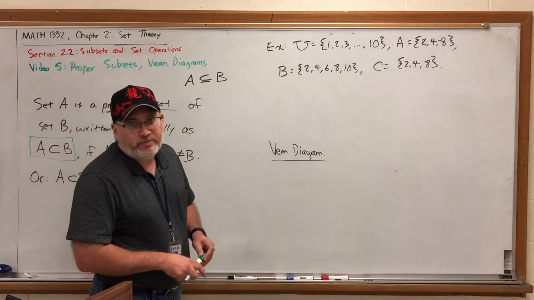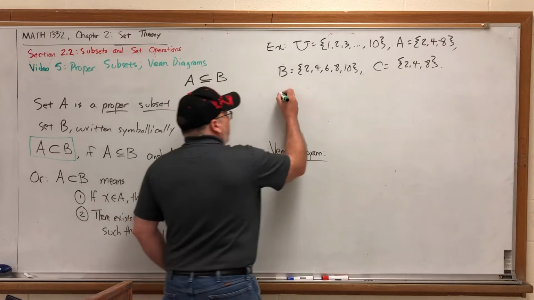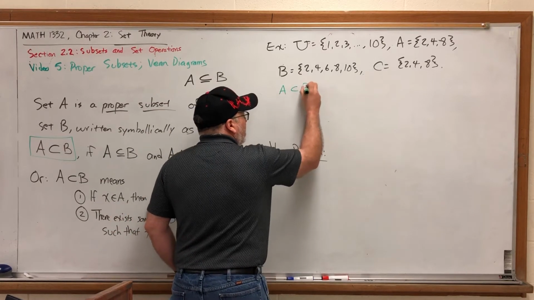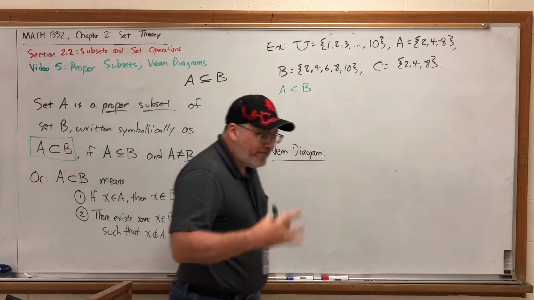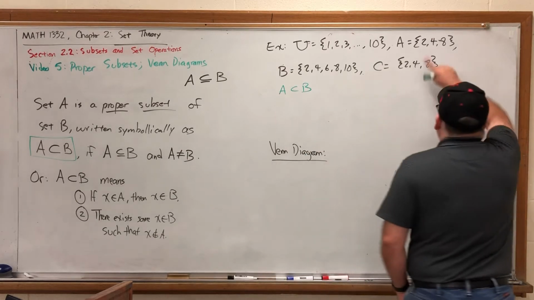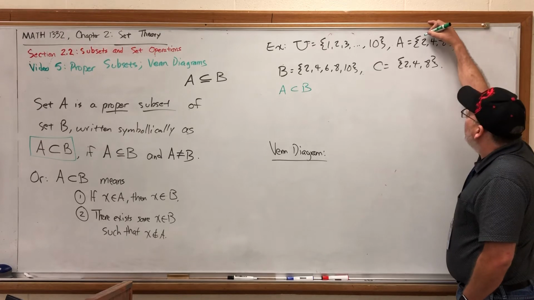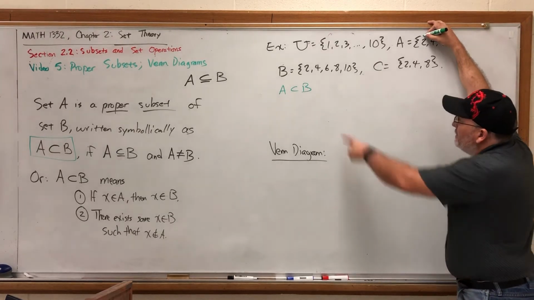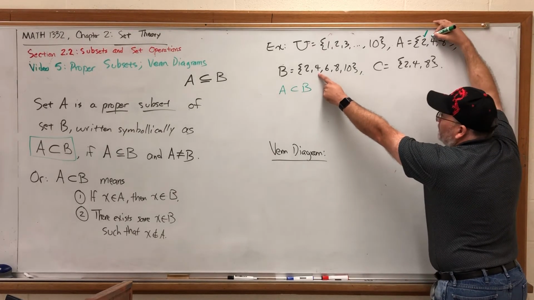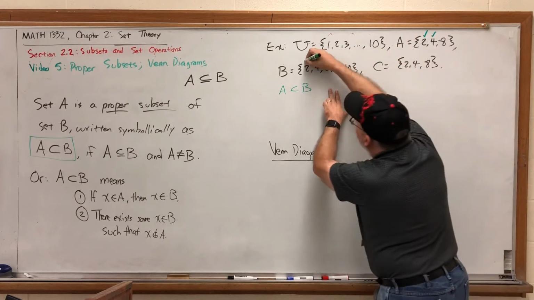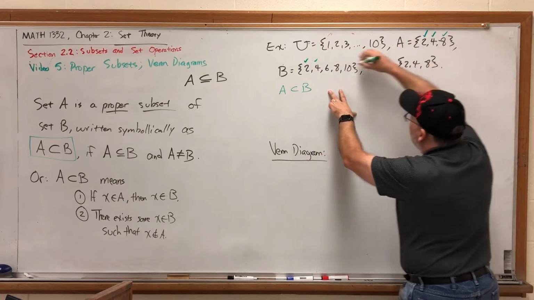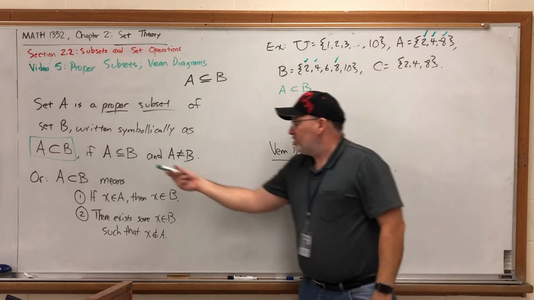Who's a proper subset? Is A a proper subset of B? Well, if you're going to say it is, then you have to check two things. Does everything in A belong to B? Just check each element of A. 2, do you belong to B? Yes. 4, do you belong to B? Yes. 8, do you belong to B? Yes. Condition number 1 is met.